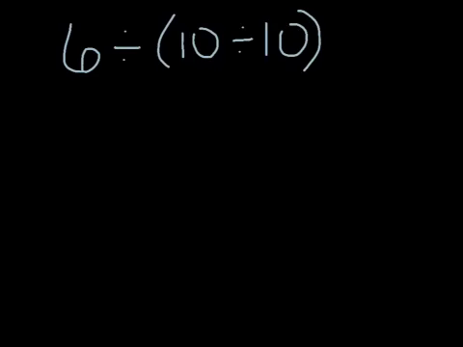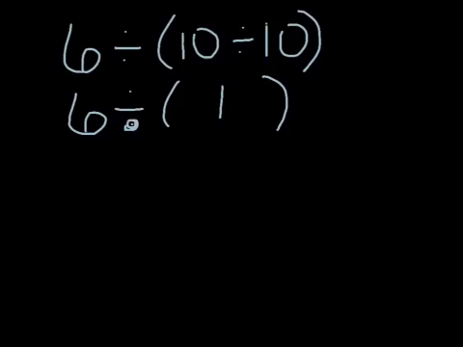Let's try it in a slightly different way. 6 divided by 10 divided by 10. I'm tempted to do this part first, but I can't. I have to do the parentheses first. So I'm going to copy this part of the problem down and do this part of the problem. And 10 divided by 10 is 1. So I'm left with 6 divided by 1. I can get rid of the parentheses if I'd like to rewrite that, and the answer is 6.